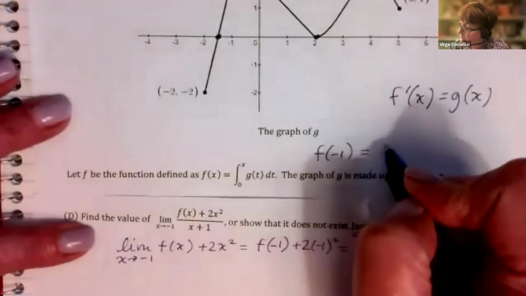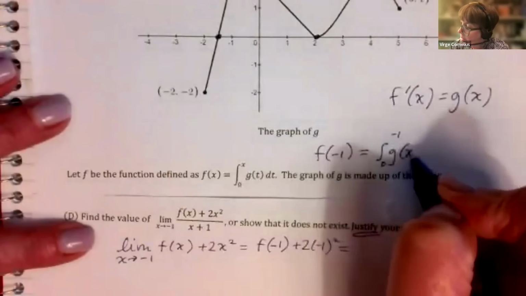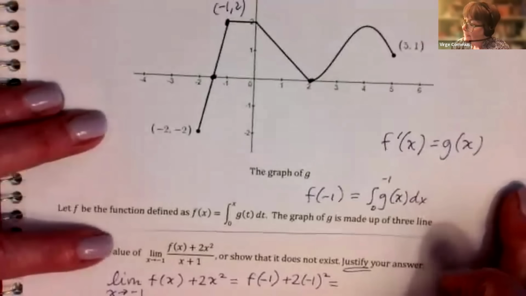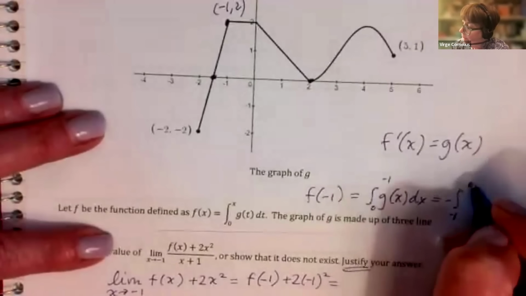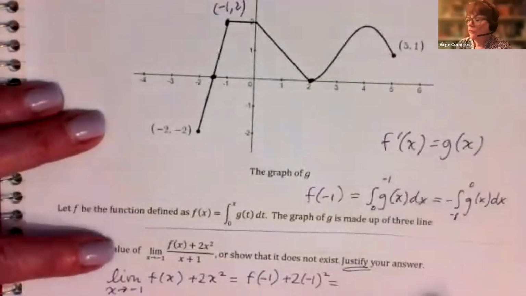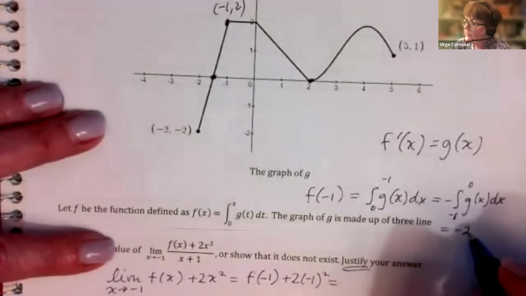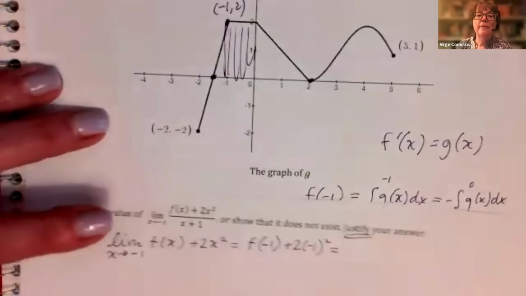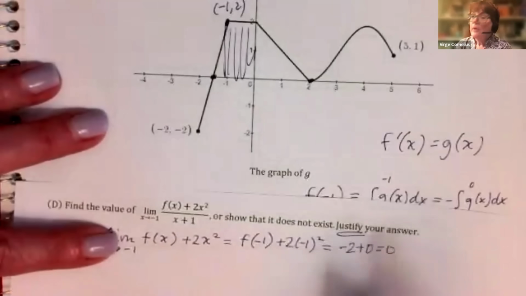This is going to be the integral from 0 to -1 of g of t dt, or g of x dx, doesn't really matter. As I look at that, I like to change my bounds so that I have the lower one on the bottom. And then that's just a rectangle, so I'm going to say that equals -2, because I have an area of 2 right there. So -2, and then plus 2 is 0.